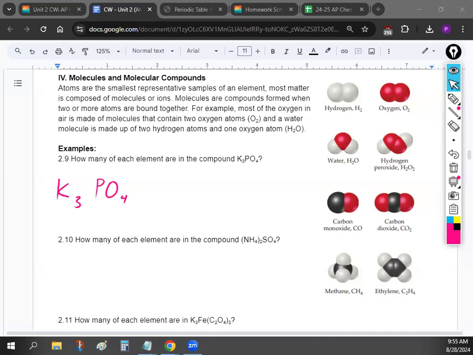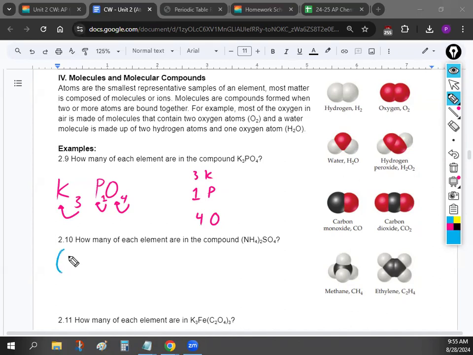Alrighty, guys. So hopefully this wasn't too bad. How many potassiums do we have? 3. How many phosphorus do we have? 1. Yeah, and then oxygen 4. Good. Yeah, so we got 3 Ks, we got 1 P, and we got 4 O's. Okay, just the number in the back describes the one in the front. If there's no number, we assume that it is 1. Okay, easy peasy.